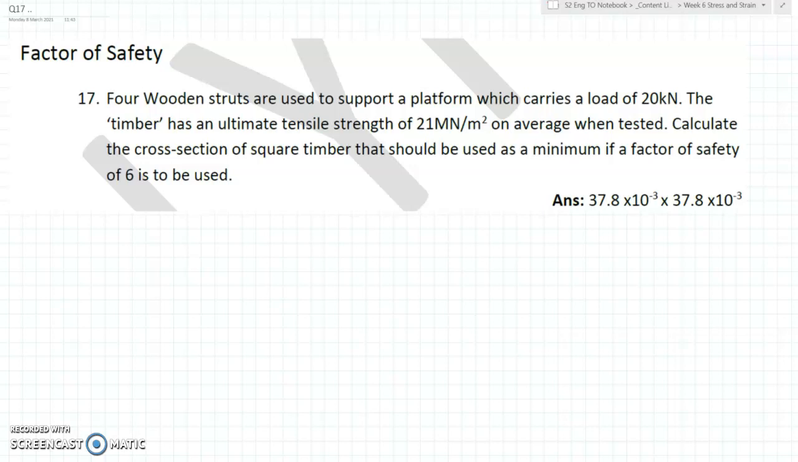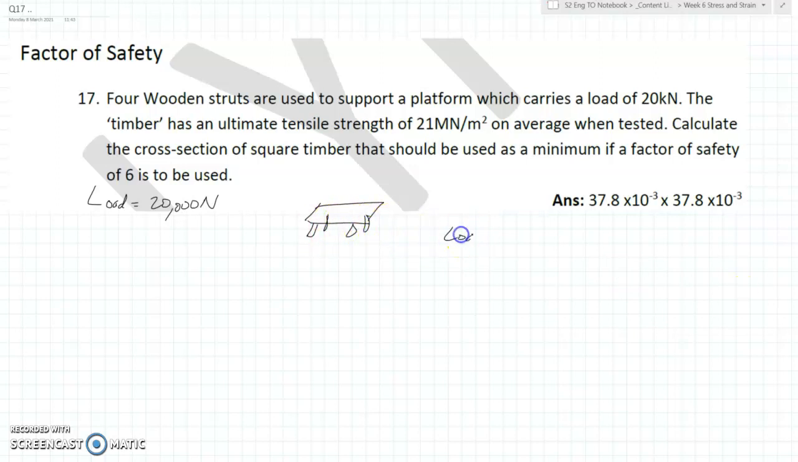Four wooden struts are used to support a platform which carries a load of 20 kilonewtons. So the load equals 20,000 newtons. Now we have a platform with 4 legs. 1, 2, this is badly drawn, but with 4 legs.